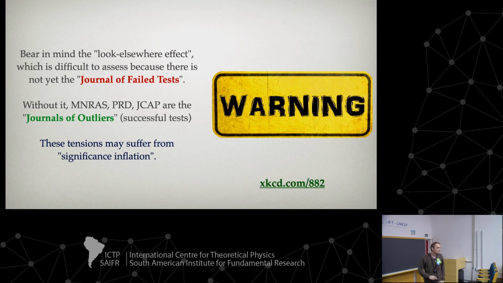Okay? However, I think this is really important, especially for CMB anomalies, because in the CMB you've got a lot of data points. So you can find anomalies for sure, by definition. So bear in mind the look-elsewhere effect, which means it's difficult to assess these anomalies because nobody publishes in the journal of failed tests, right? So you keep looking, find nothing, you publish nothing. However, the journals we publish in are journals of outliers. So basically, all the anomalies suffer from significance inflation. This is for sure. How significant the inflation is has to be assessed. In particle physics, there is a well-known procedure for doing that because you've got your accelerator in front of you. Cosmology is more difficult.